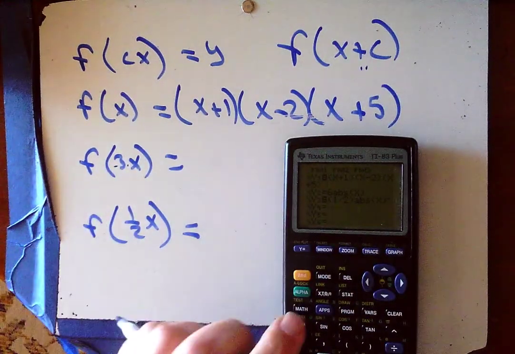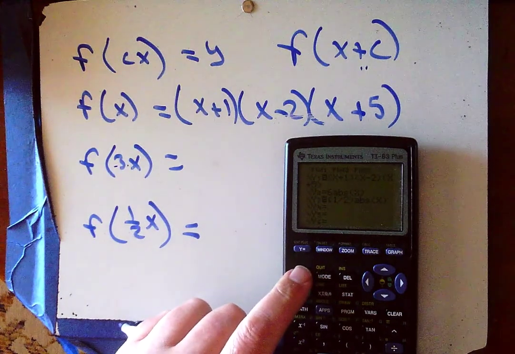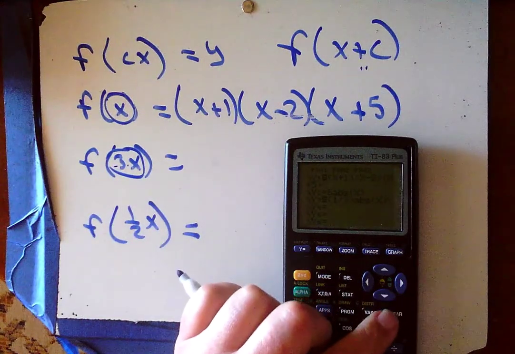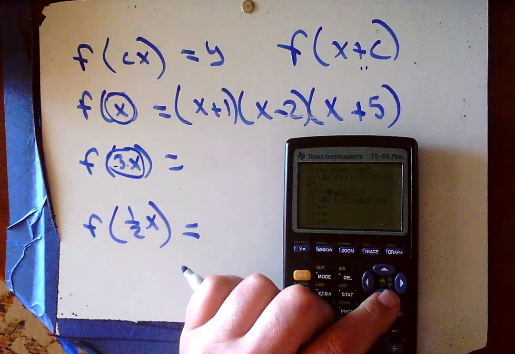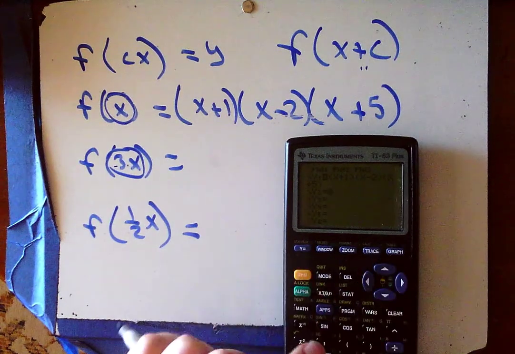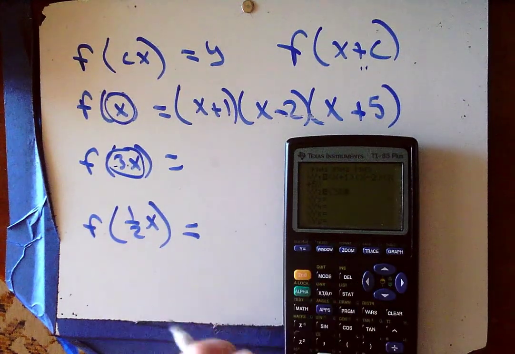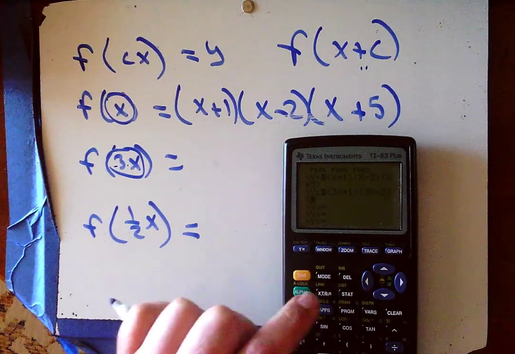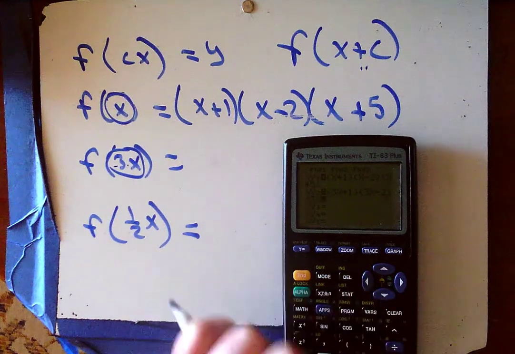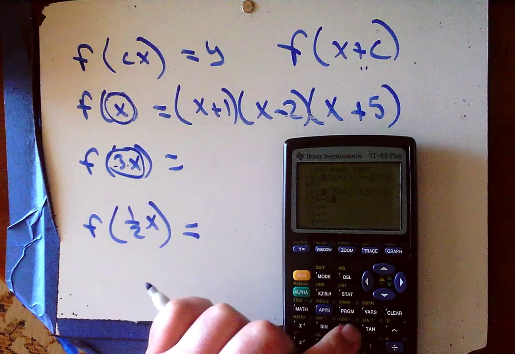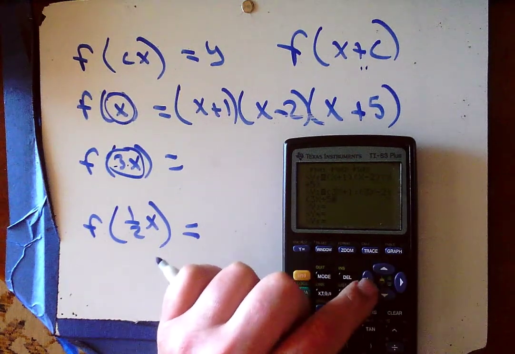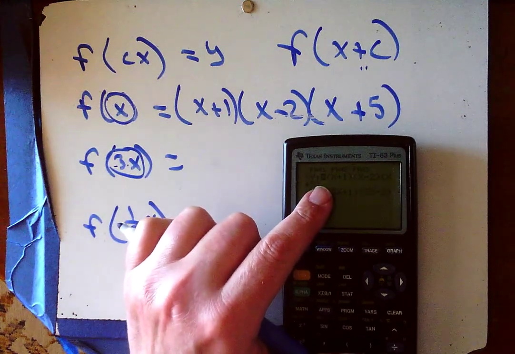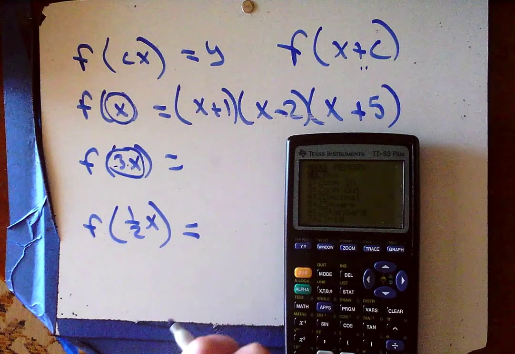I want f of 3x. Okay, so that means I need to replace all the x's with 3x's. Let's see what happens when we do that. Okay, so we've got 3x + 1, we've got 3x - 2, and we've got 3x + 5. Okay, and let's start off by just looking at the reference graph. It's a function, but it's not one from our reference function list. And we'll hit zoom 6.